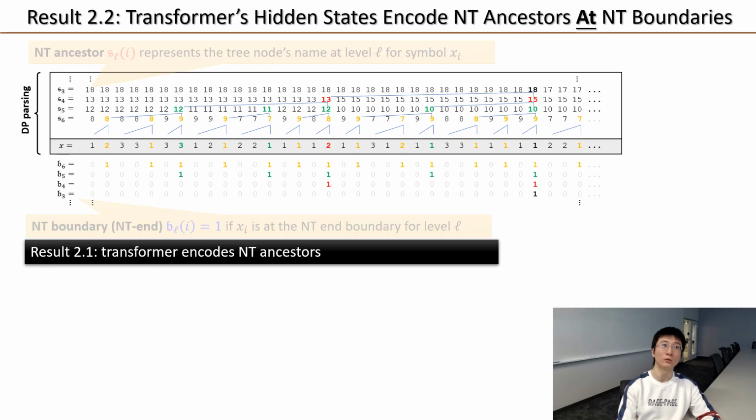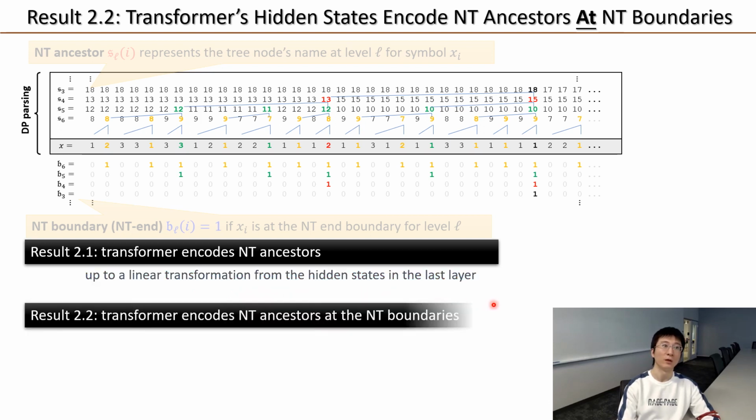So to conclude, I just showed you two results. Number one is that the transformer encodes the NT ancestors in the last layer of the hidden embedding, up to a linear transformation from the hidden states of the last layer. At the same time, I showed you that the transformer not only encodes that, but also encodes it at the correct position, that is at the NT boundaries, by picking at most one token. That seems to be enough for you to recover the NT ancestors at the NT boundaries. Just by picking one more position, that's enough to uncover the NT ancestor information.